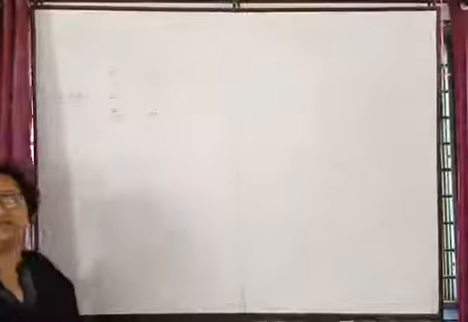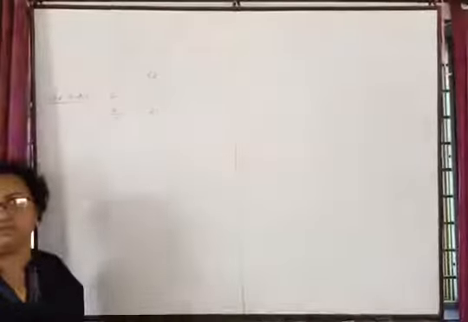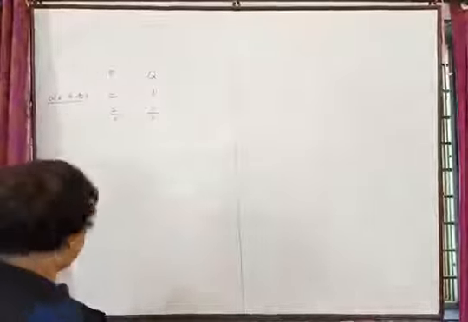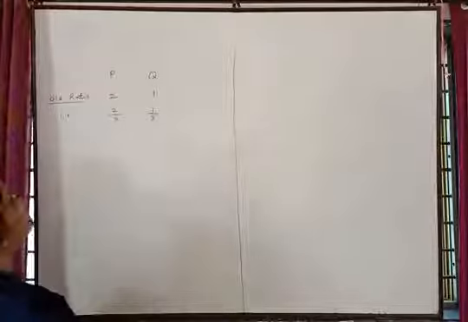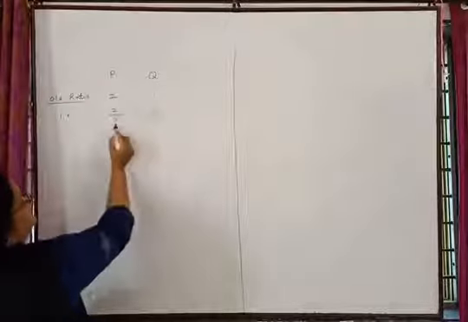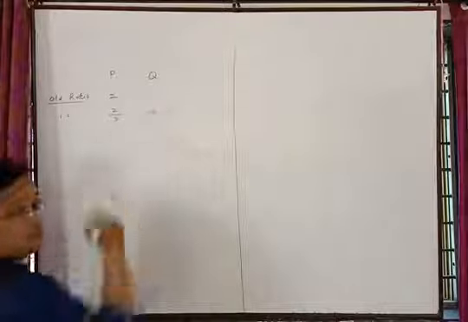Good morning, students. Now we will solve the fifth problem from the numericals of the textbook. See the fifth problem. P and Q are partners. Their old profit sharing ratio is given as 2:1. That is 2/3, since the addition of 2 and 1 is 3. So P is 2/3, and Q is 1/3.